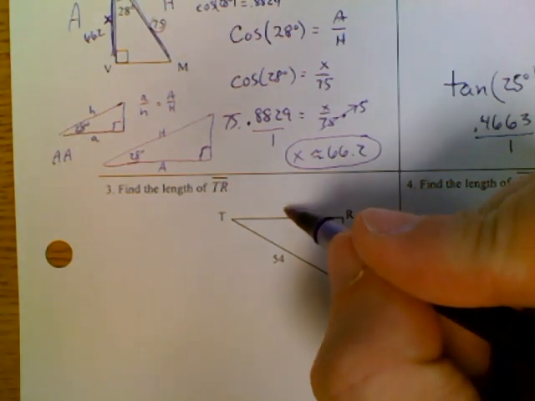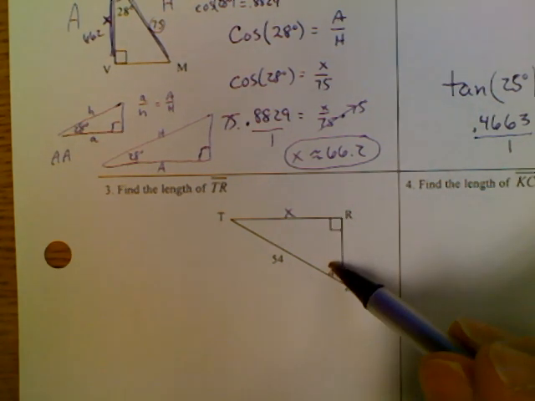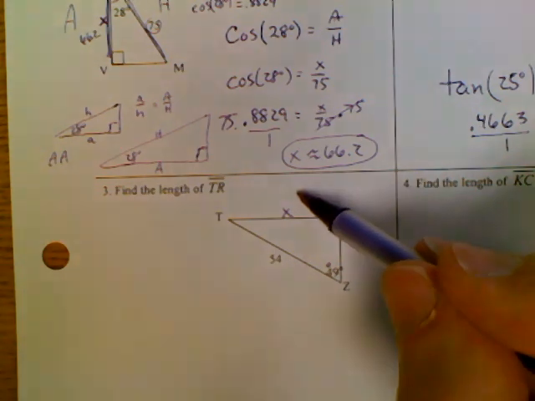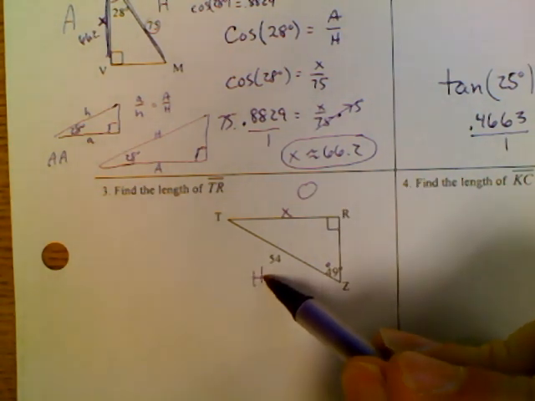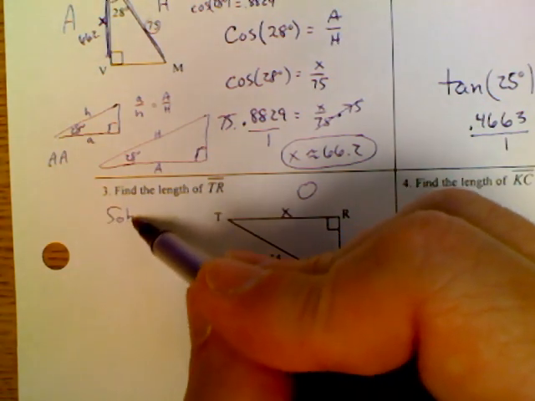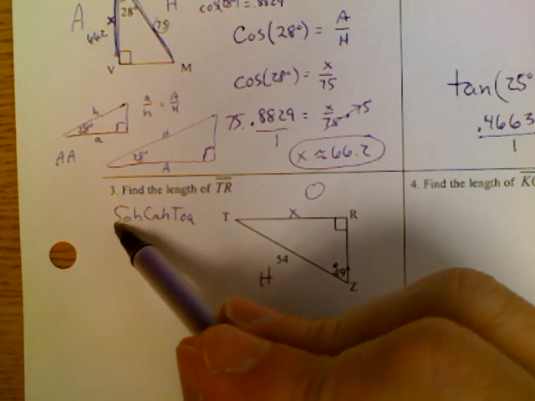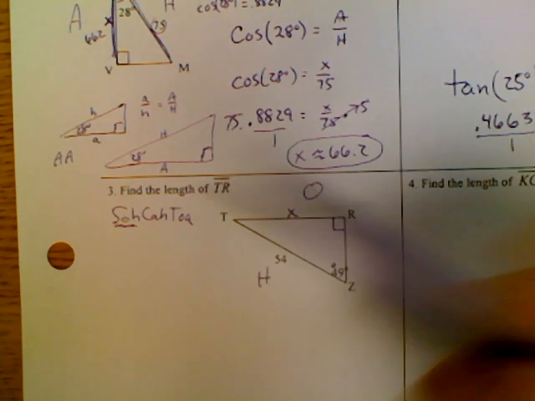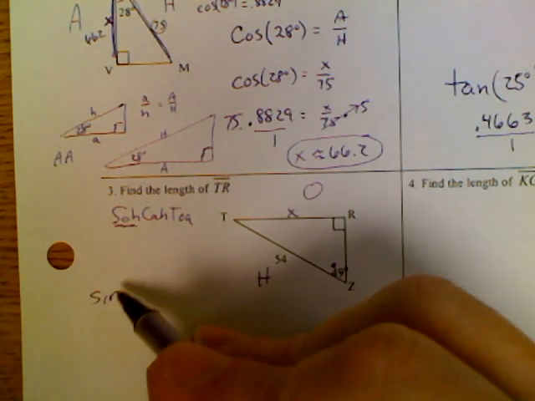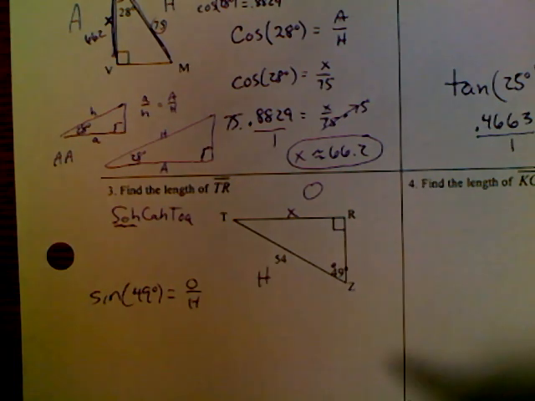Looking for segment TR, put an X there. This angle needs to draw your attention. From this angle's point of view, this side is the opposite. This side is the hypotenuse. So what connects opposite and hypotenuse? From that word SOHCAHTOA, there they are, right there. We need a sine equation. So sine of 49 degrees equals opposite over hypotenuse.